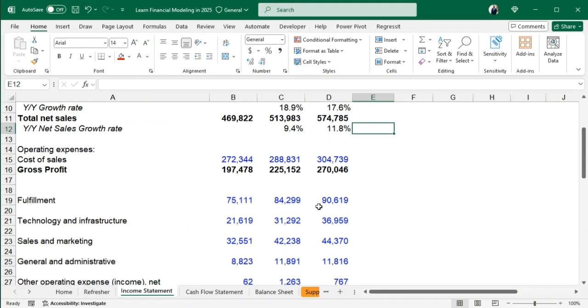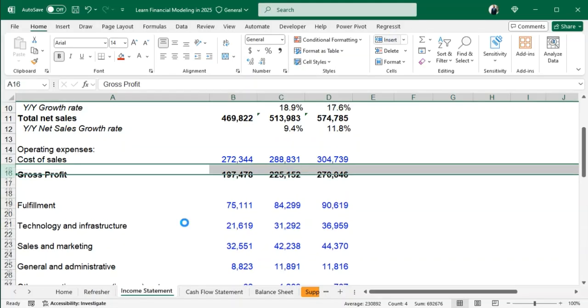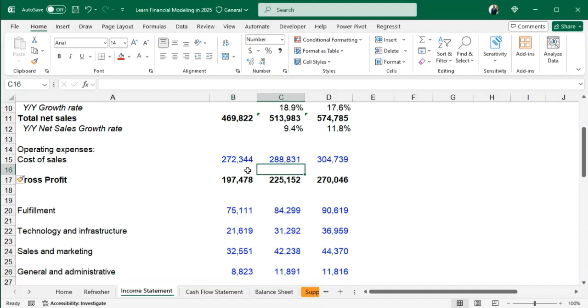Now let's continue to our operating expenses. The first operating expense we are going to look at is our cost of sales. So let's first of all insert a line here. As I said, we should insert certain lines there. Now, cost of sales is usually calculated as a percentage of the total net sales. All right, so that is what we do for cost of sales.